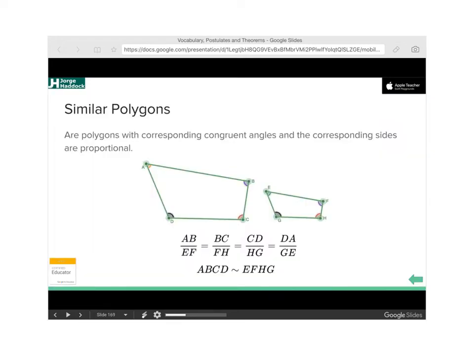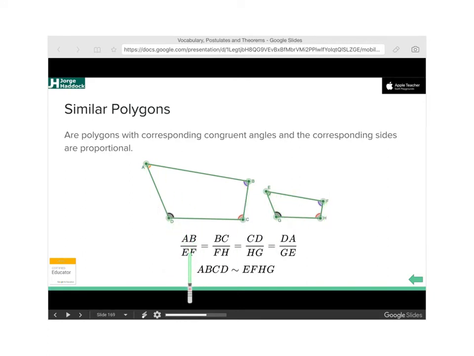Hi, so in this video, we're going to be working with similar polygons, right? And similar polygons are polygons with corresponding congruent angles, and the corresponding sides are proportional. So that means that if I divide its corresponding sides, they are proportional. So AB is corresponding with EF.